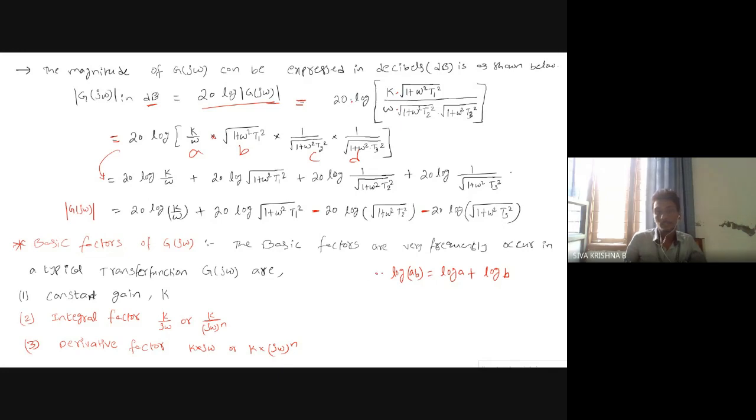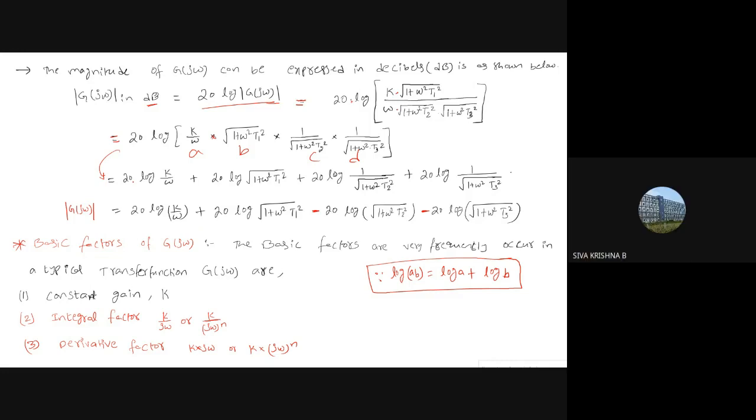Please note this formula. Write it beside, not here, write it at its side and draw a box. You have 4 terms means log A plus log B plus log C plus log D. Like that. Is it clear? Next step.